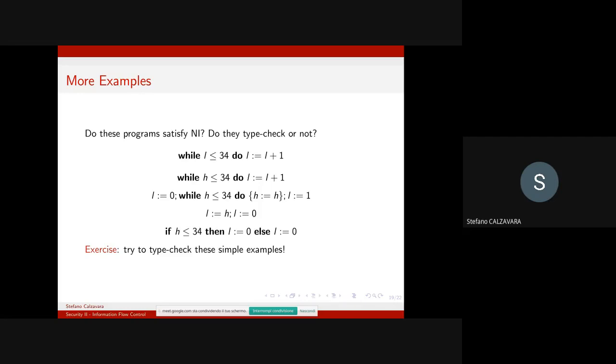So a volunteer for the third one. I mean, if you say something wrong, it's not a problem. Just try to reason together with me.